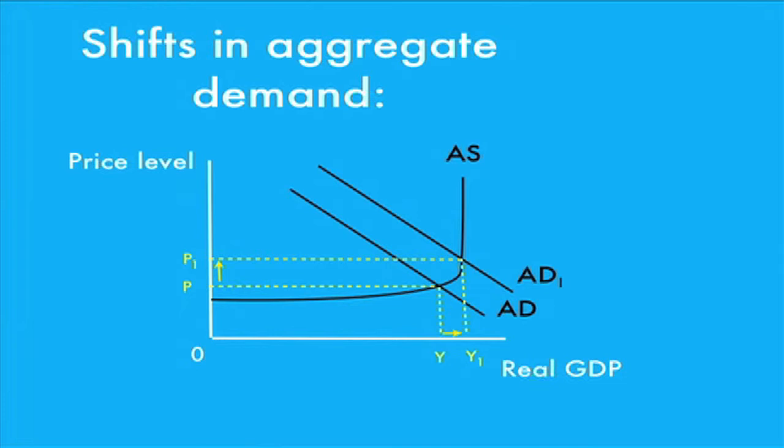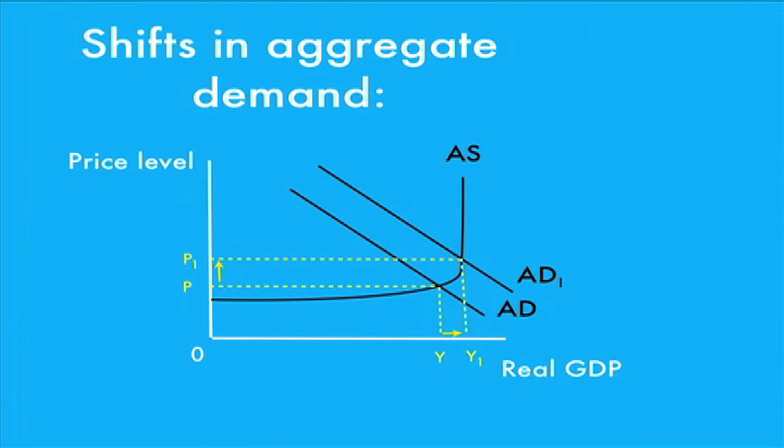The output increases to meet the new demand, but because there is less slack in the economy, when output increases from Y to Y1, the increase in the price level from P to P1 is much greater than in the previous diagram. Another way of saying this is to say that there is greater price inflation.